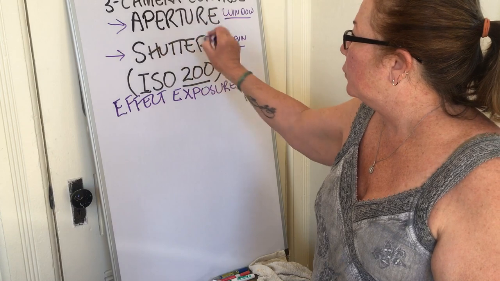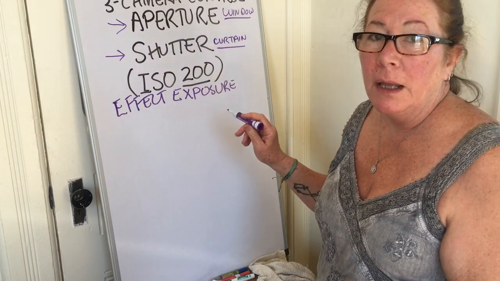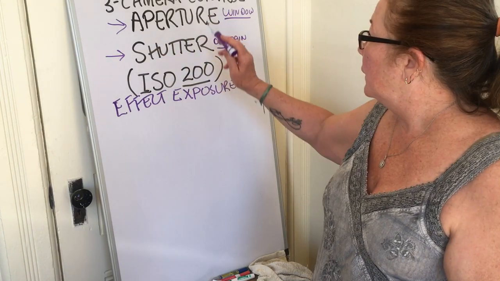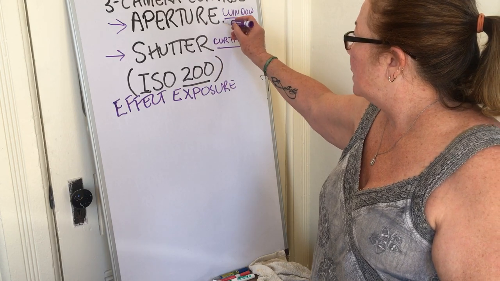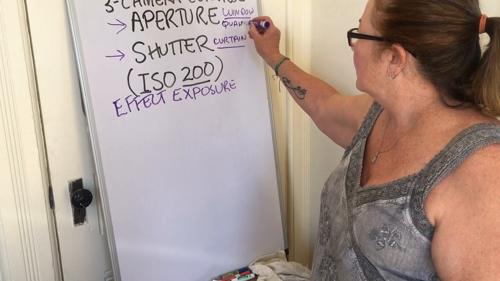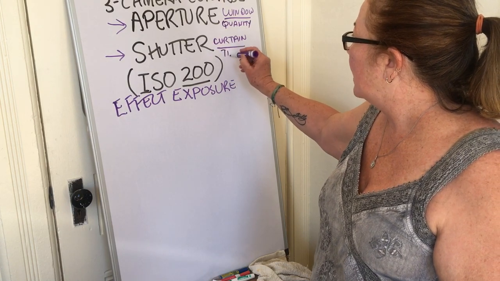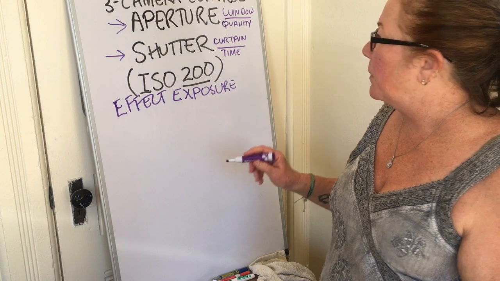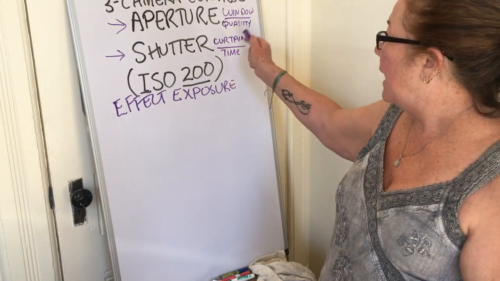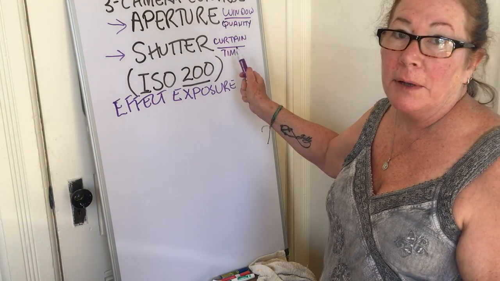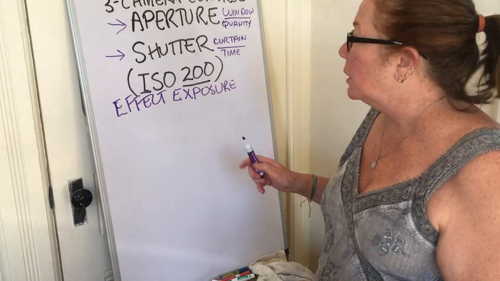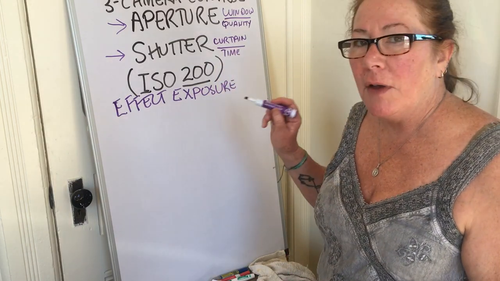So both of these controls let in light to your camera, but they do it in different ways. So the aperture is the quantity, and the curtain is time. It's how much time the light comes into the camera. So this is how much light and how much time. So they control the light just a little differently. But they also have other functions.